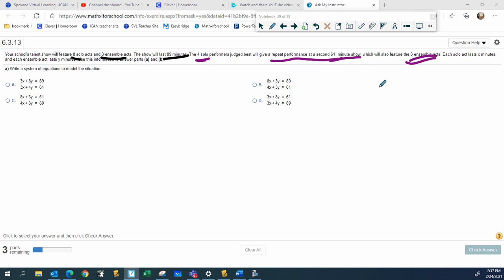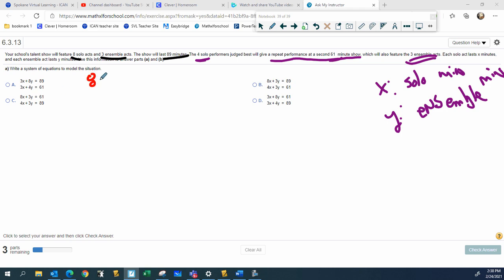Each solo, so x stands for solos, the minutes a solo runs, and y stands for the ensemble minutes. So each one stands for minutes. So what we do is we just create equations from these. So 8 solo acts plus 3 ensembles must equal 89 minutes. That's this first set in black here.